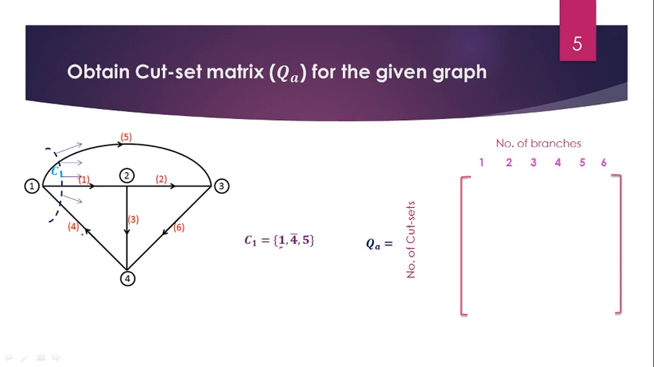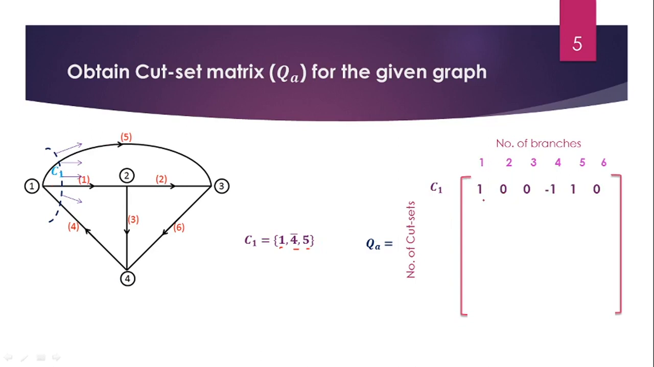Branch 4 is going to the node, while the cut is going away from the node. That's why we have to take it -1. Again another branch is cut, that is branch 5. Branch 5 is going away from the node, and the cut has the same direction, so that's why we take it +1.